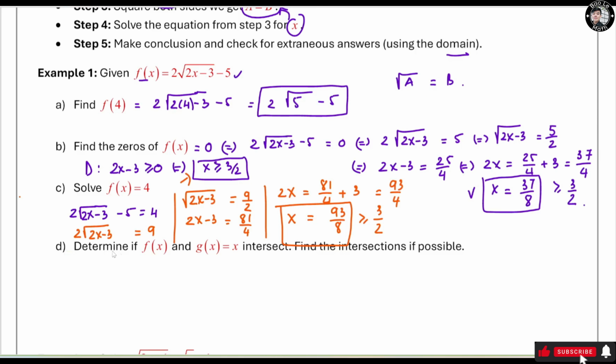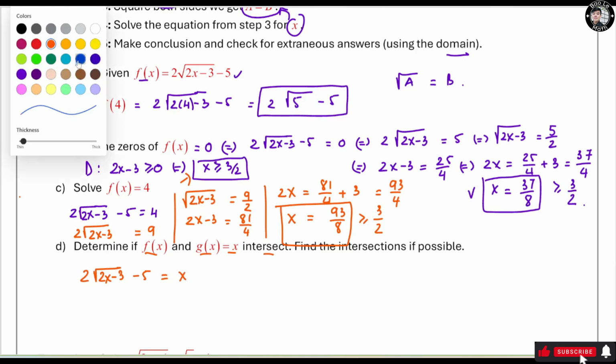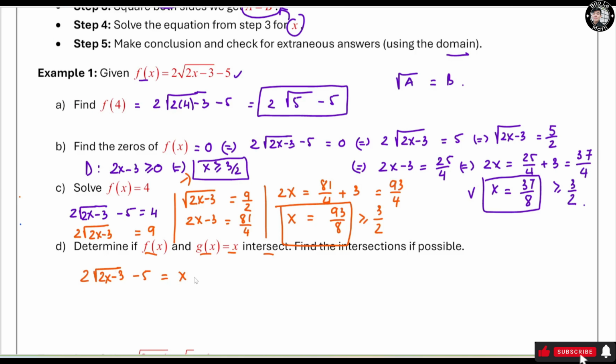Now question D. Determine if f of s and g of s equals s intersect. Alright, so in order for these two to intersect, we need to let f of s equal g of s. So we have 2 square root of 2s minus 3, minus 5 equals s. We're going to solve for s. So we're going to add 5 to both sides. It could be 2 square root of 2s minus 3 equals s plus 5.